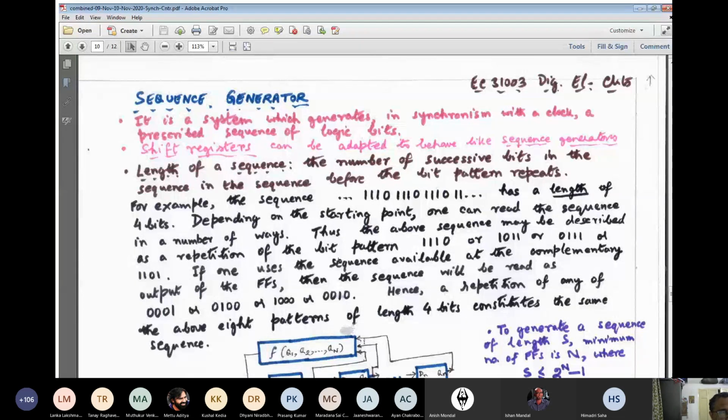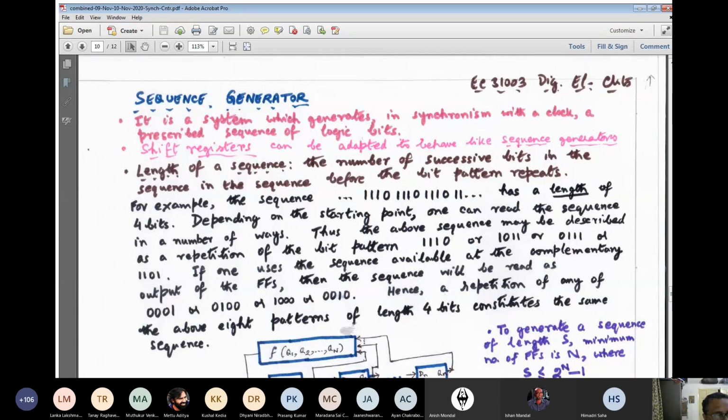Now, as the name suggests, it will generate a sequence, and that sequence will be known to us, not arbitrary. We are asked to generate a particular sequence by employing a shift register type of circuit. It is nothing but a modified shift register, you can say.